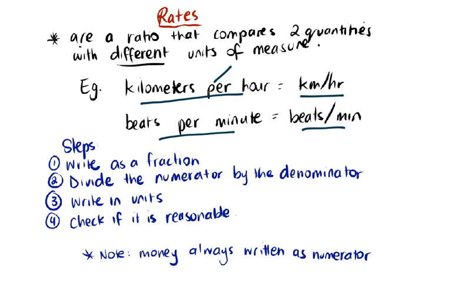So there's a few steps that we need to follow. The first is to write as a fraction. Then we need to divide the numerator by the denominator, and then write in the units and check if it's reasonable. If it seems like a realistic amount, then you've done it correctly. One thing to remember is that whenever we have quantities where money is involved, that is always written as the numerator or the top number of the fraction.